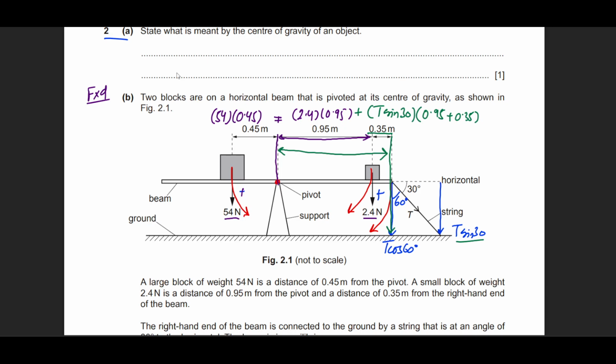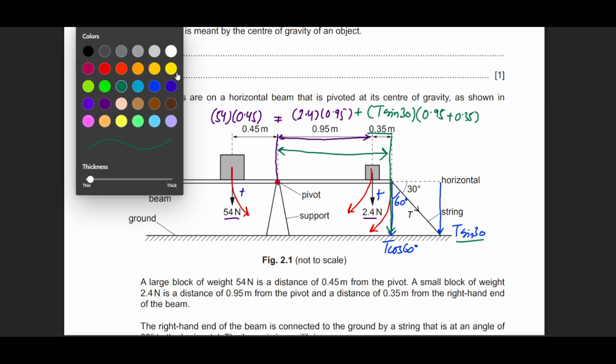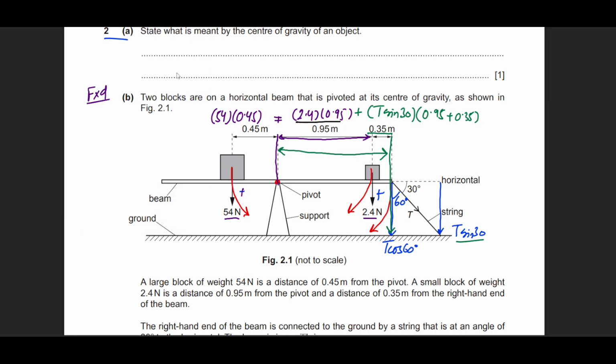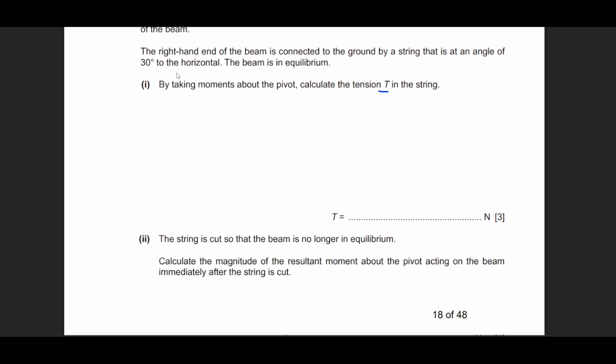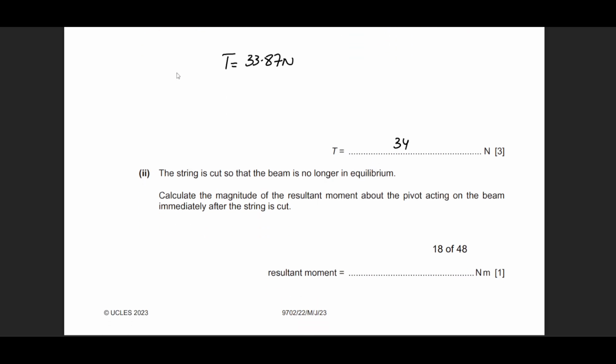When you solve this eventually, of course, please do the algebra correctly. You can take this factor on the left hand side, subtract it from this point, and then divide it with this, then divide it with sine 30. Do it step by step, please. You'll find that the answer of tension T comes out as 33.87 newtons, but we write them in two significant figures as 34.